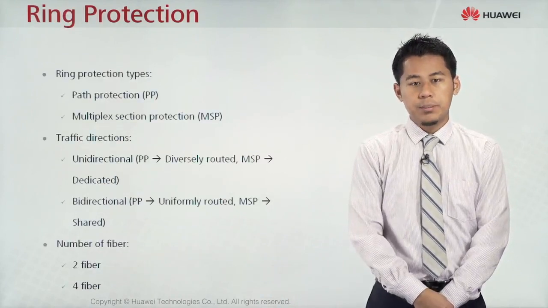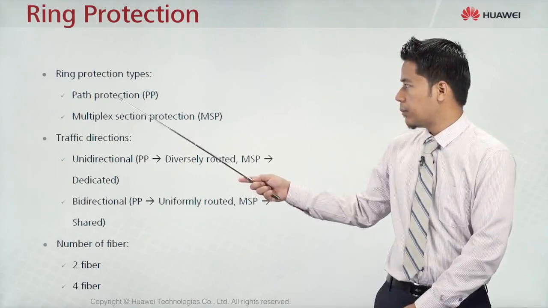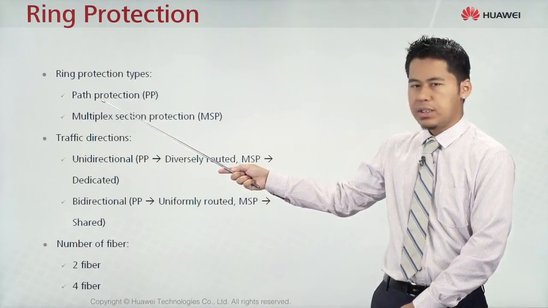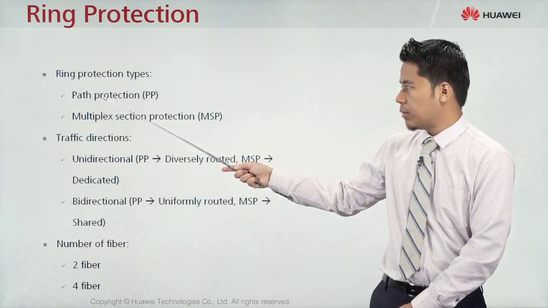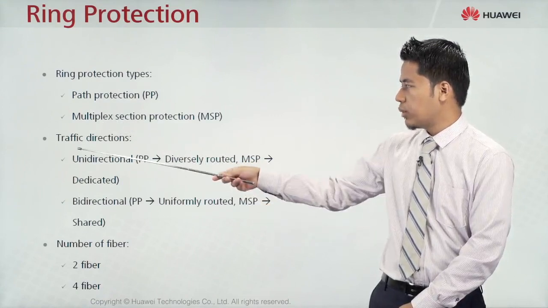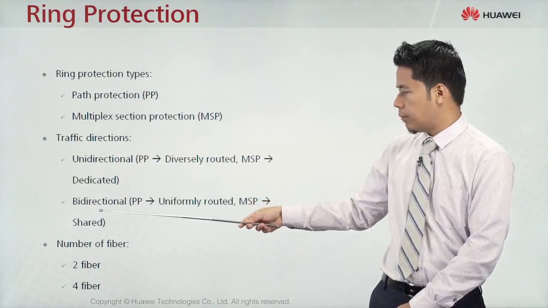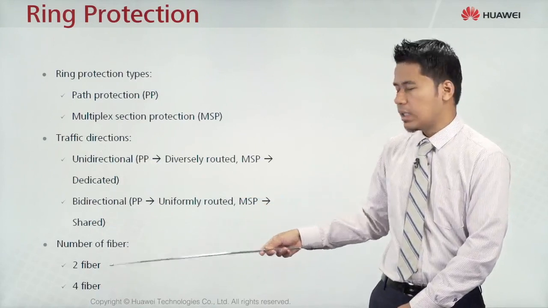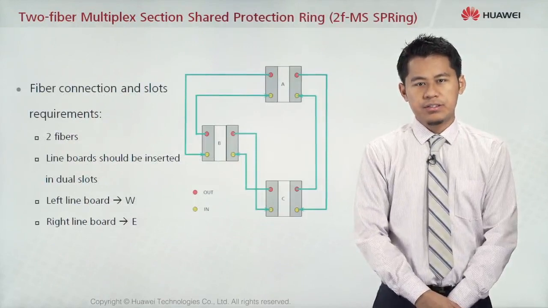The next one will be the ring topology. As a ring topology, we have multiple networks, and the types here are two, which are MSP and also PP. I'll start with PP first, which is path protection, which is more on the direct path. Then MSP, multiplex section protection, and we also have the traffic direction, which you can apply for unidirectional and also bidirectional. In here, we have 2 fiber and also 4 fiber, which is the number of fibers that you apply. Now let's go through the 2 fiber multiplex section protection.